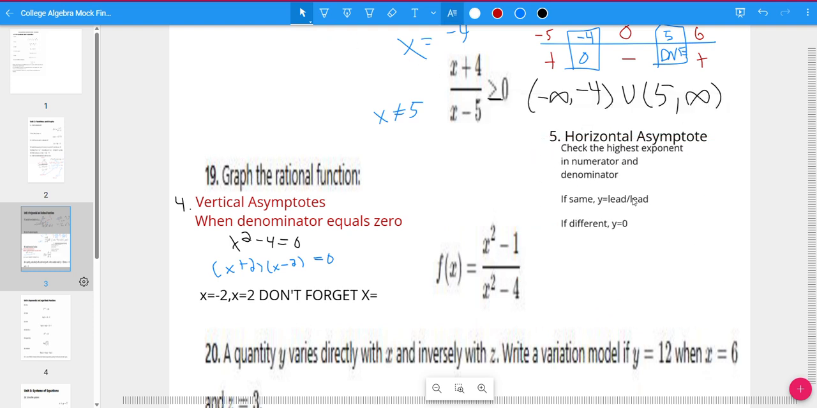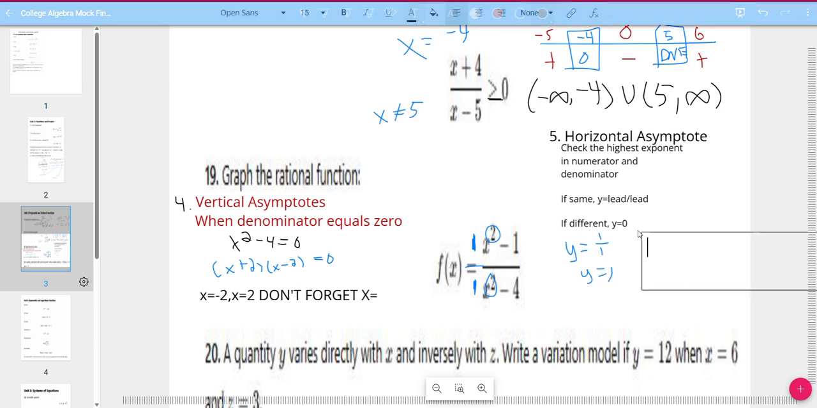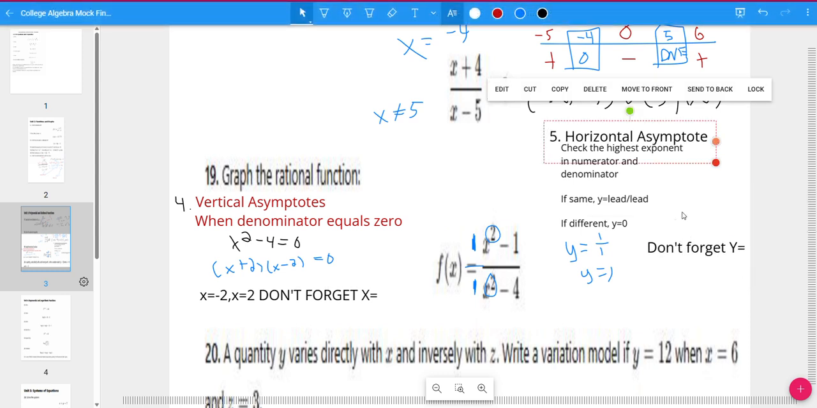Okay, what's this highest exponent right here? The highest exponent on both of these is 2. So because it's 2, I just do the leading coefficient, the number in front of x squared, so 1 over 1. Because they're the same, I do y equals 1 divided by 1, which is just y equals 1. And once again, don't forget y equals, because it's a line. Asymptotes are lines.